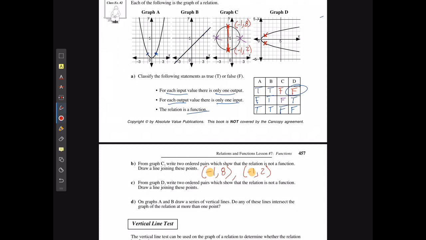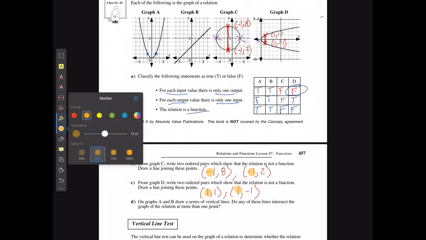For graph D, it wants us to do the same thing. Well, those are the points that I already picked, and I'm going to say that I have the point of 1 and 1, and I have the point of 1 and -1. And once again, there's my repetition to show that this is not going to work.